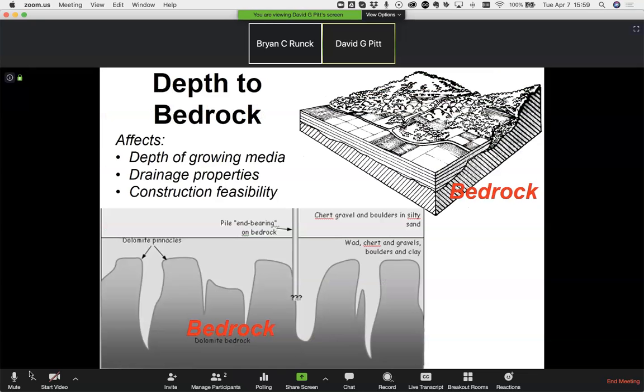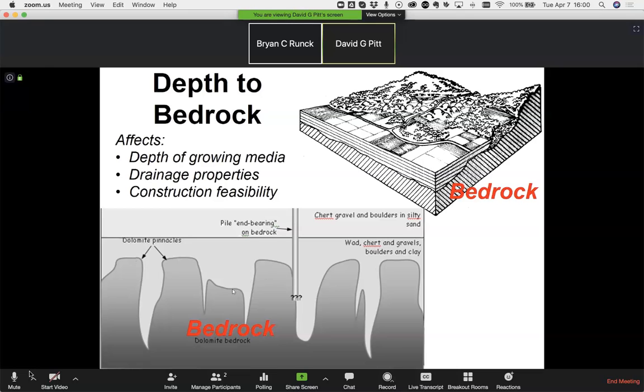Depth to bedrock is critical because it determines the depth of growing media. It also affects drainage properties, and it affects construction feasibility. Where we have shallow soils, as we see at the top of these dolomite pinnacles, which are underground bedrock pinnacles, we have very little room for drainage properties. It's more difficult to construct because the depth to bedrock is quite shallow.